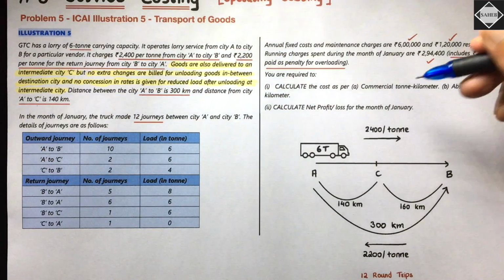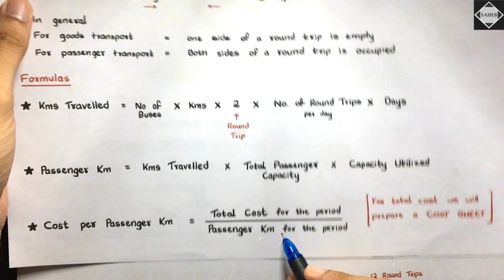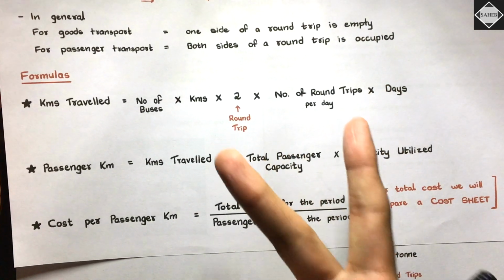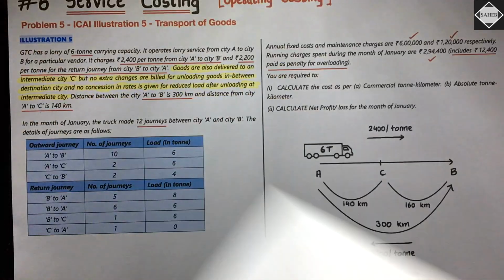It can be absolute as well as commercial. Yeah, two ways are there. Two denominators will be there in this question. So two costs per ton kilometer will come. Is that clear? Yeah, that's what will happen. Fine, you have to understand.